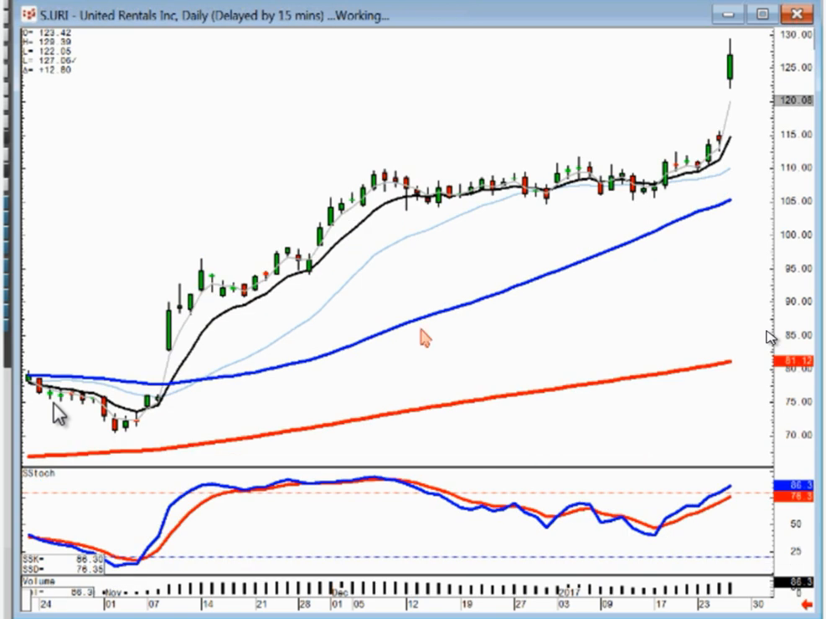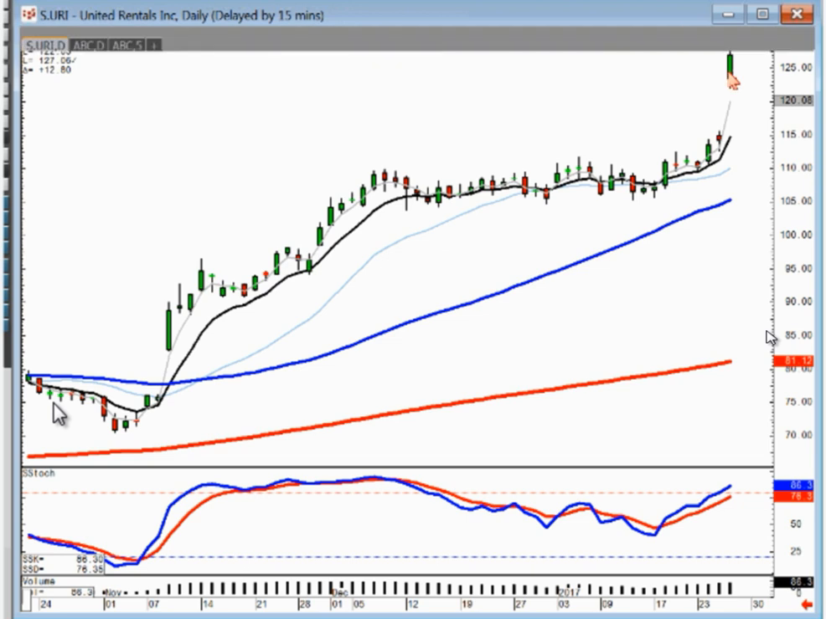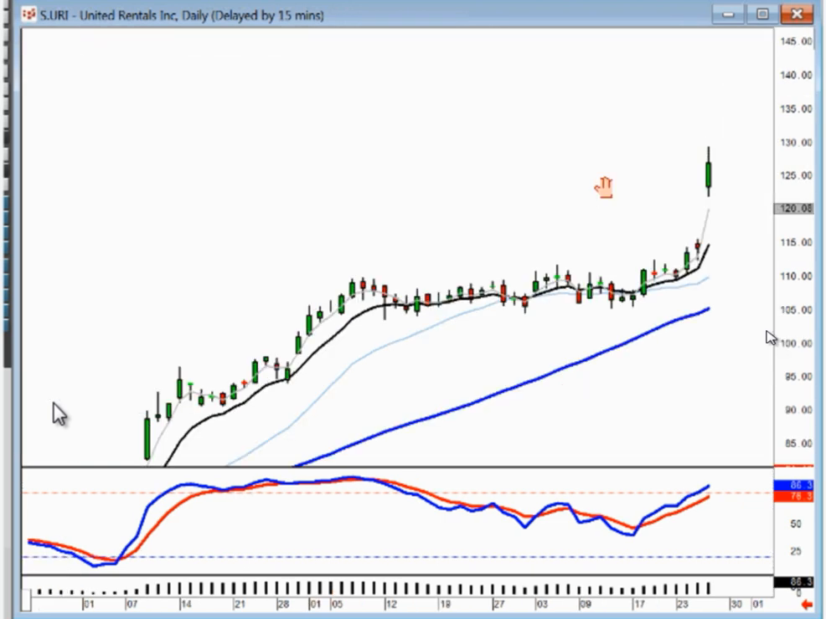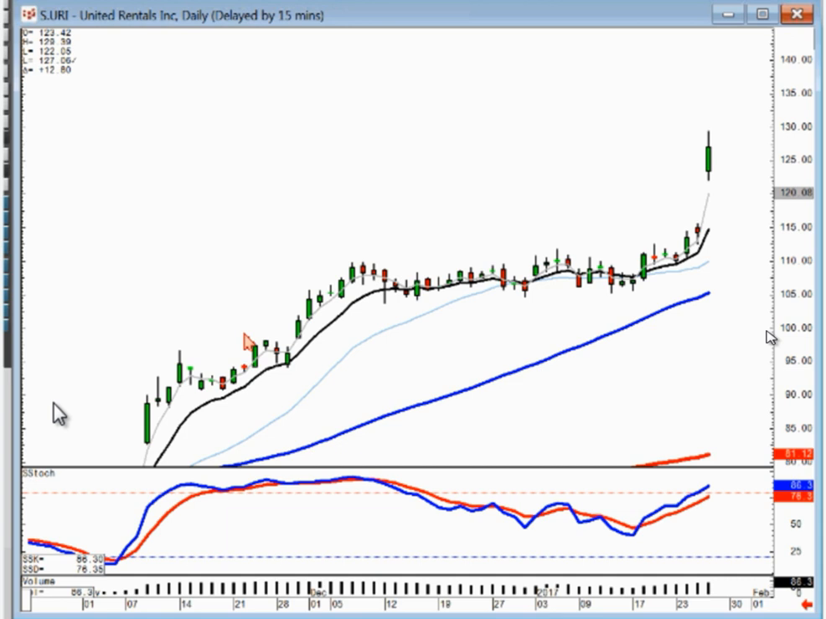Big fry pan bottom on URI. Broke out today. What do we expect coming out of a fry pan bottom? A strong price move. What was the price trend trajectory? Up here. So that's probably where we're heading to before running into any resistance.